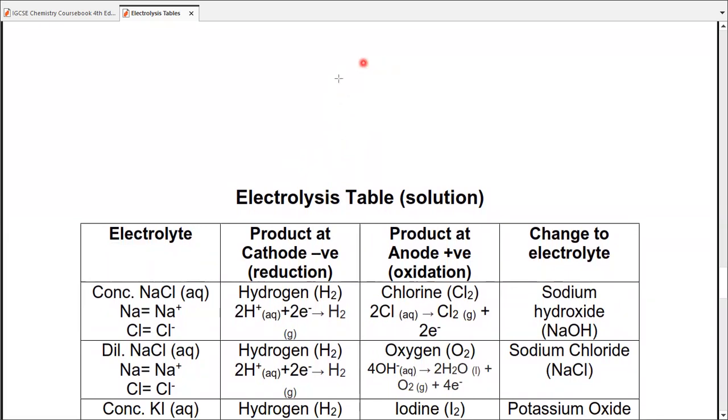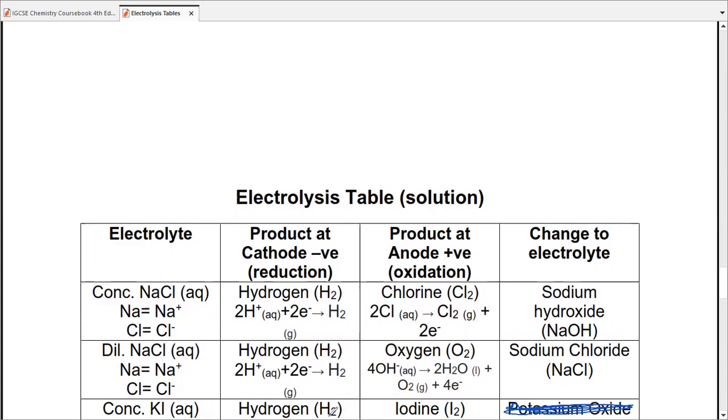Now the student has made mistakes and this is not correct. Okay. All right. If we talk about concentrated potassium iodide aqueous, let's discuss why we get the product that we are getting at the cathode, anode, or as a change to electrolyte. Let's start with the cathode first. The product written at the cathode is hydrogen. Why do we get hydrogen at the cathode?